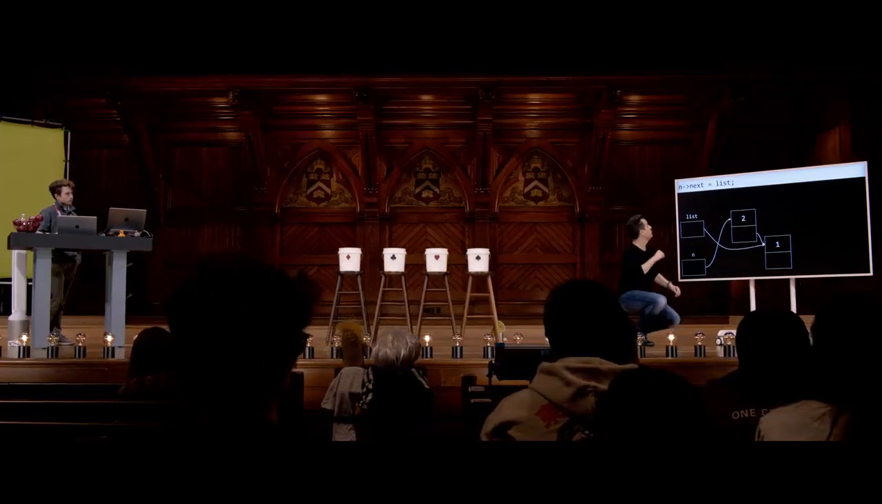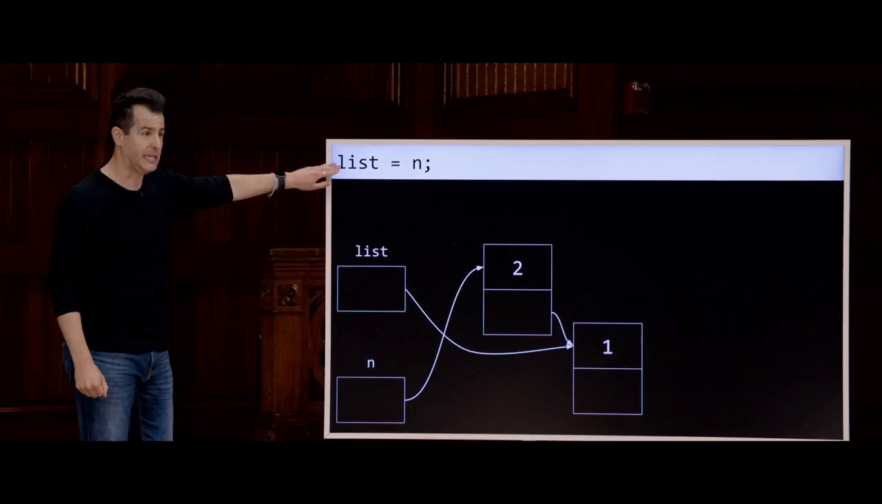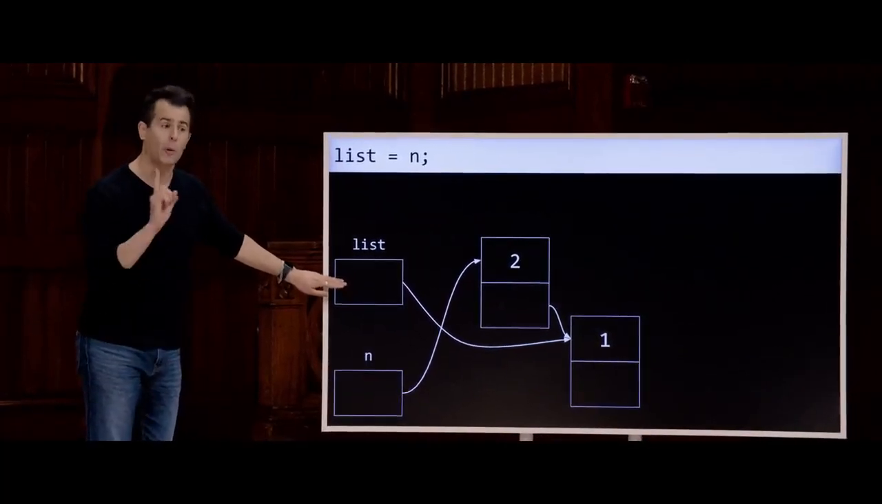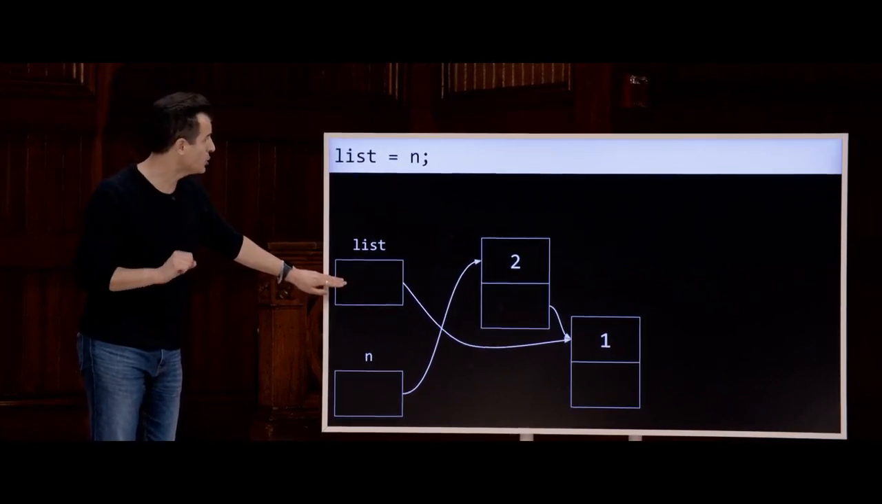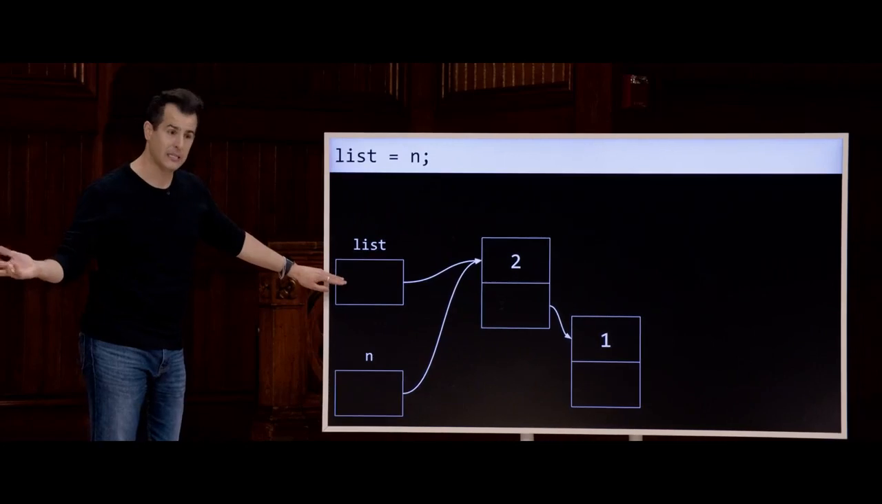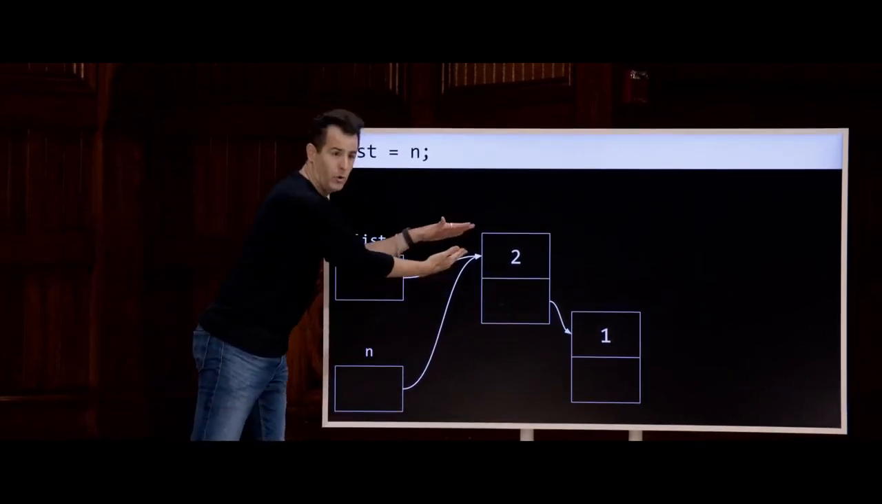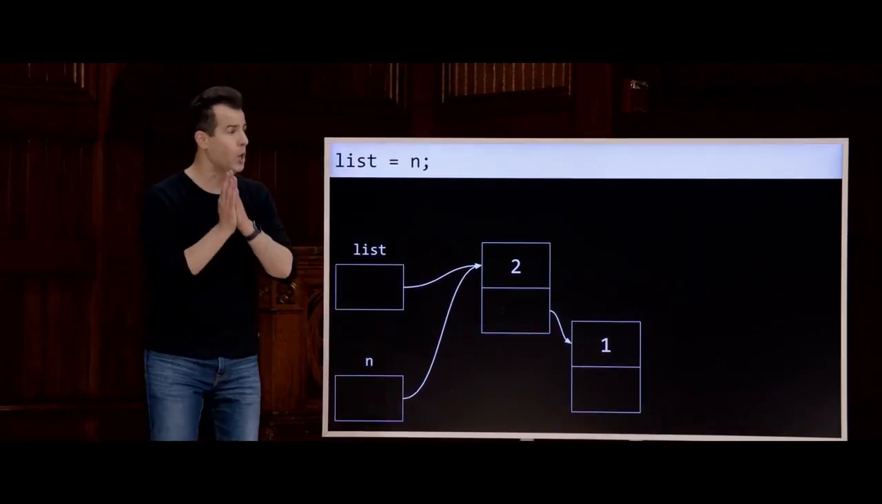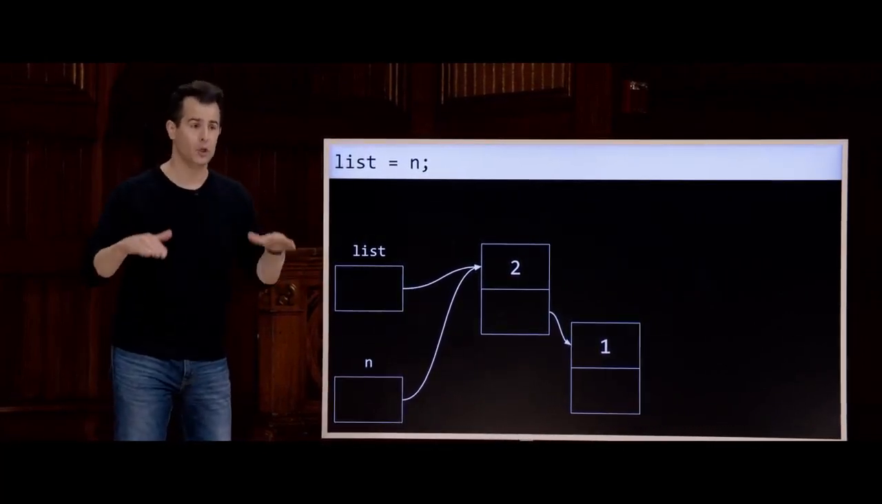And now I think we can do another step whereby we update list to equal n. Same line of code before that got us into trouble, but I'm doing it second now instead of first. When I execute list equals n, this now sets list equal to the same thing that n equals. And so now I have successfully inserted my new node containing 2 into the list.